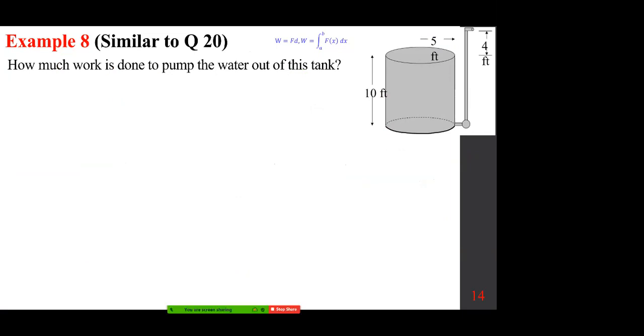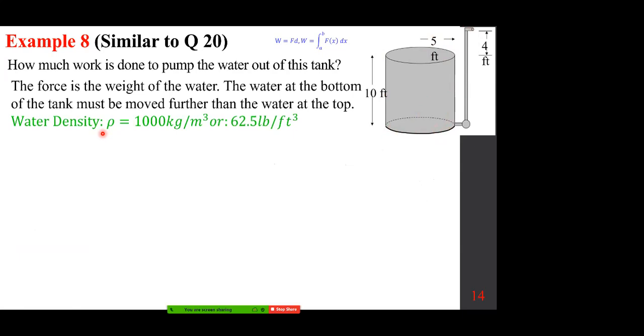10, okay. This is a cylindrical shape. The radius is 5, the height is 10, and then we take it up by 4 more. What is the force? It is the weight of the water. Now, we've discussed that the density is 1,000 kilograms per cubic meter, or 62.5 pounds per cubic foot. We've discussed that in the very beginning. That's a piece of information that must be given to you.